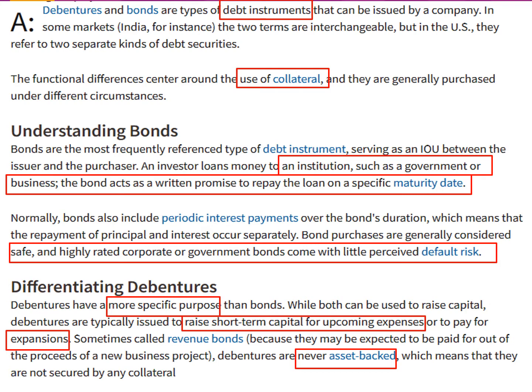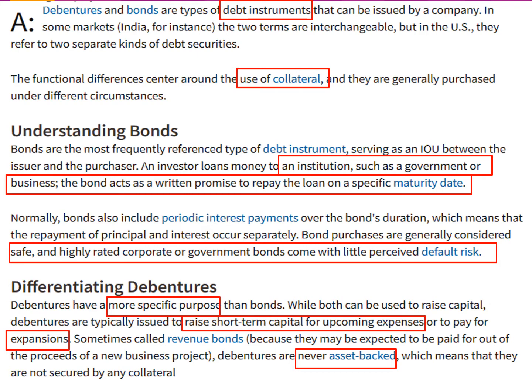The second paragraph: the functional differences center around the use of collateral. Collateral means security. That means something that has to be put up by the company for the lenders of the debts, so that if the company fails to pay off all the debts or the principal on time, the investors can sell off the collaterals for money. And they're generally purchased under different circumstances.